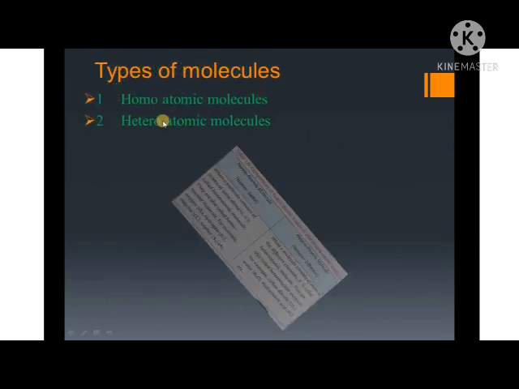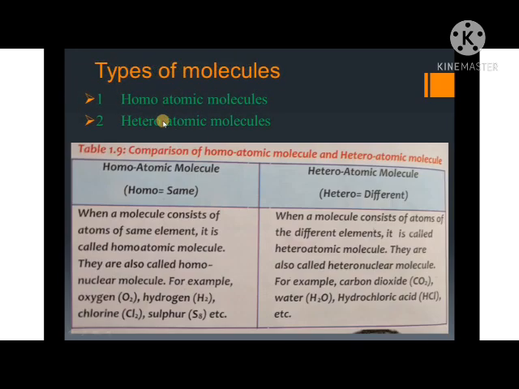Types of molecules. There are two different types of molecules: homoatomic molecules and heteroatomic molecules. A homoatomic molecule means the same atom combined with the same atom. For example, oxygen combined with oxygen is homo. Hydrogen with hydrogen, homo. Chlorine with chlorine, homo. Sulfur combined with seven other sulfurs, homo. These are made by only one type of atom. That's why we call them homoatomic.